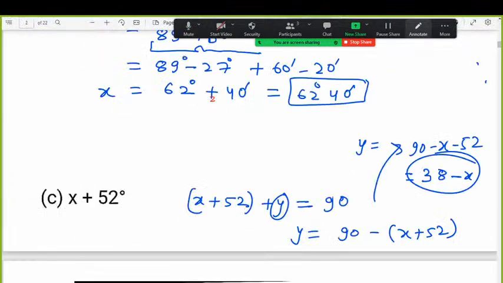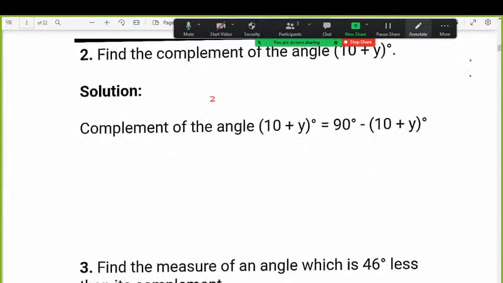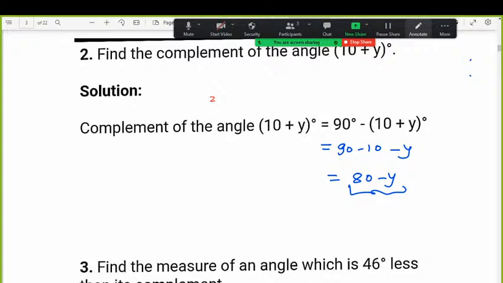Complement of 10 plus y. If you want its complement, the approach is given to you. You have to subtract 10 plus y from 90, and you will get 80 minus y. It's not only 80. The answer is 80 minus y. You should leave the answer like this in degrees. You just have to subtract the value from 90.